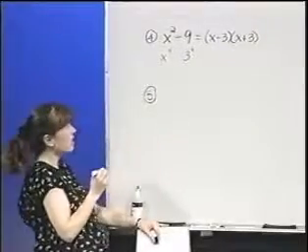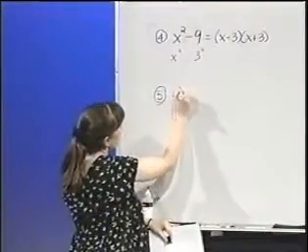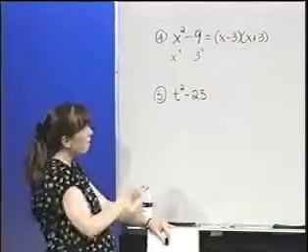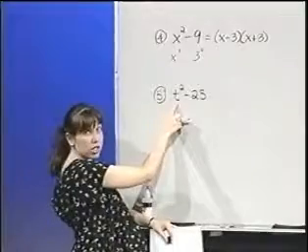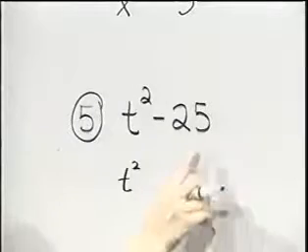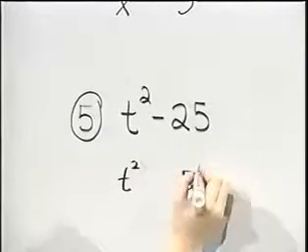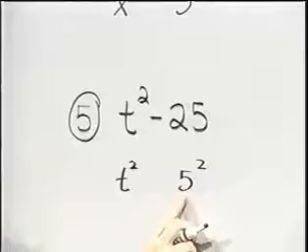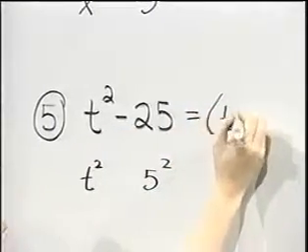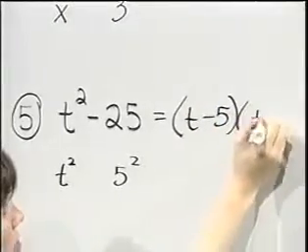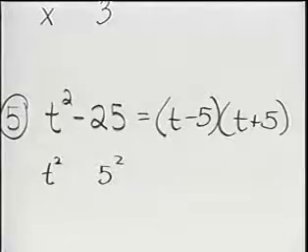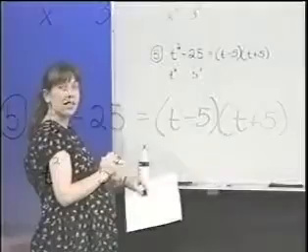Let's take a look at another example. Let's look at t squared minus 25. Can we factor this? Again, the first thing is t squared. That is a square. The second one is 5 squared. That is also a square. And there's a minus sign here, which allows us to write this as t minus 5 times t plus 5. Okay? And so that's the factorization for that binomial.